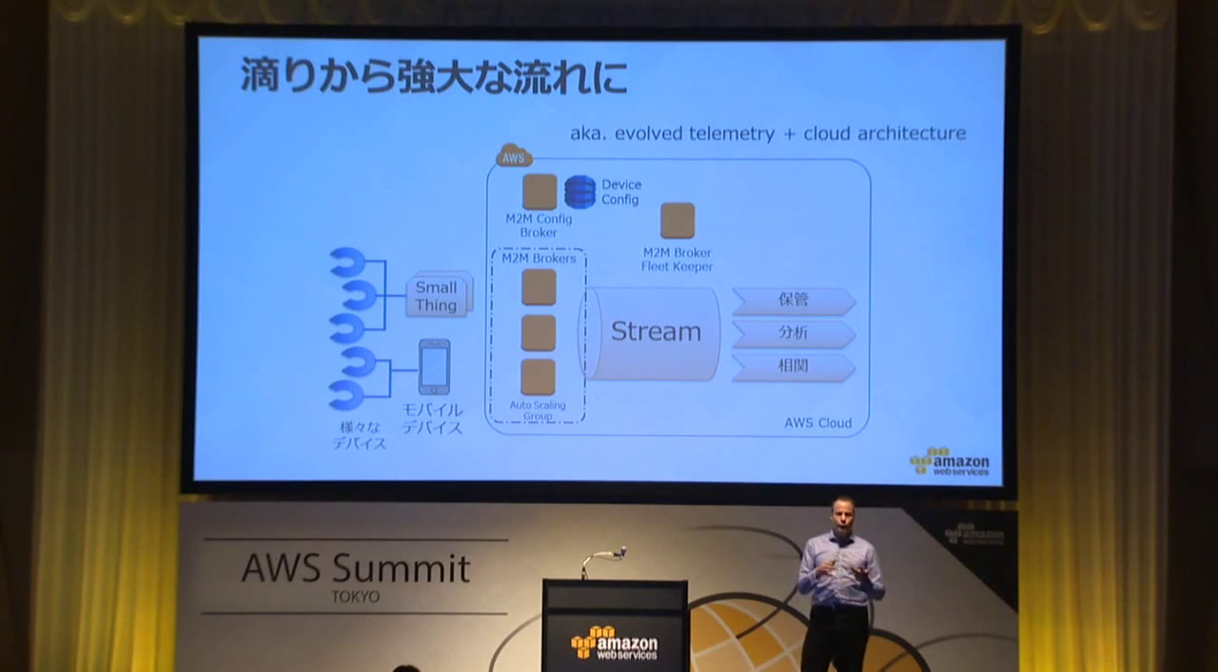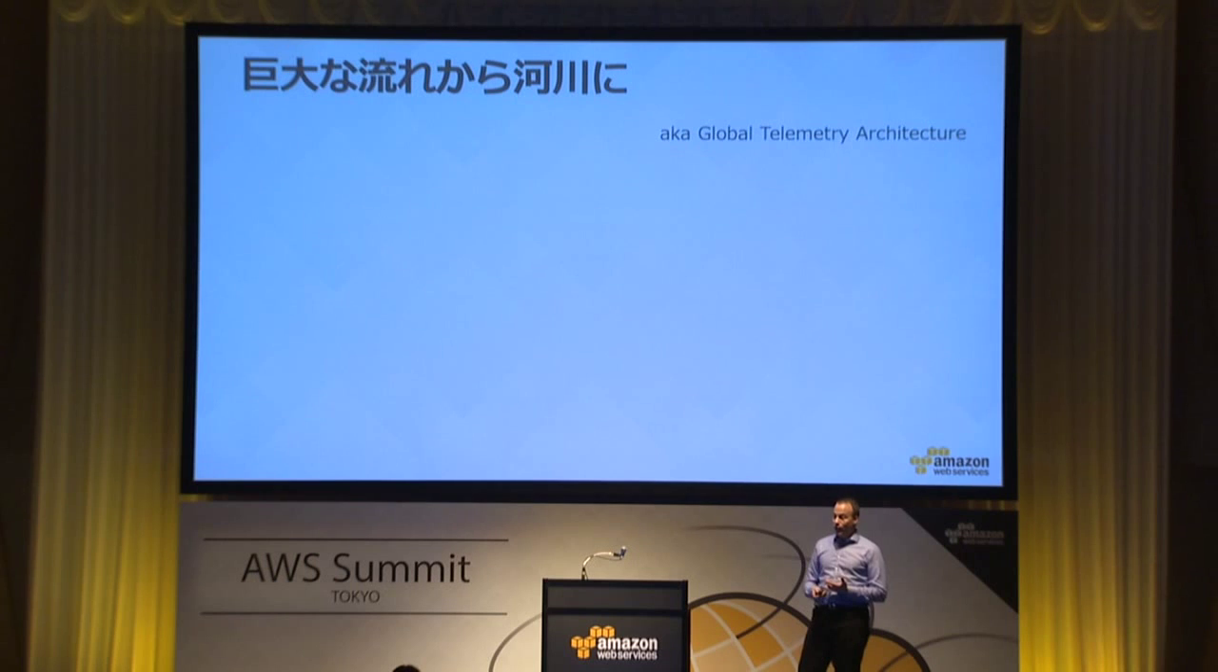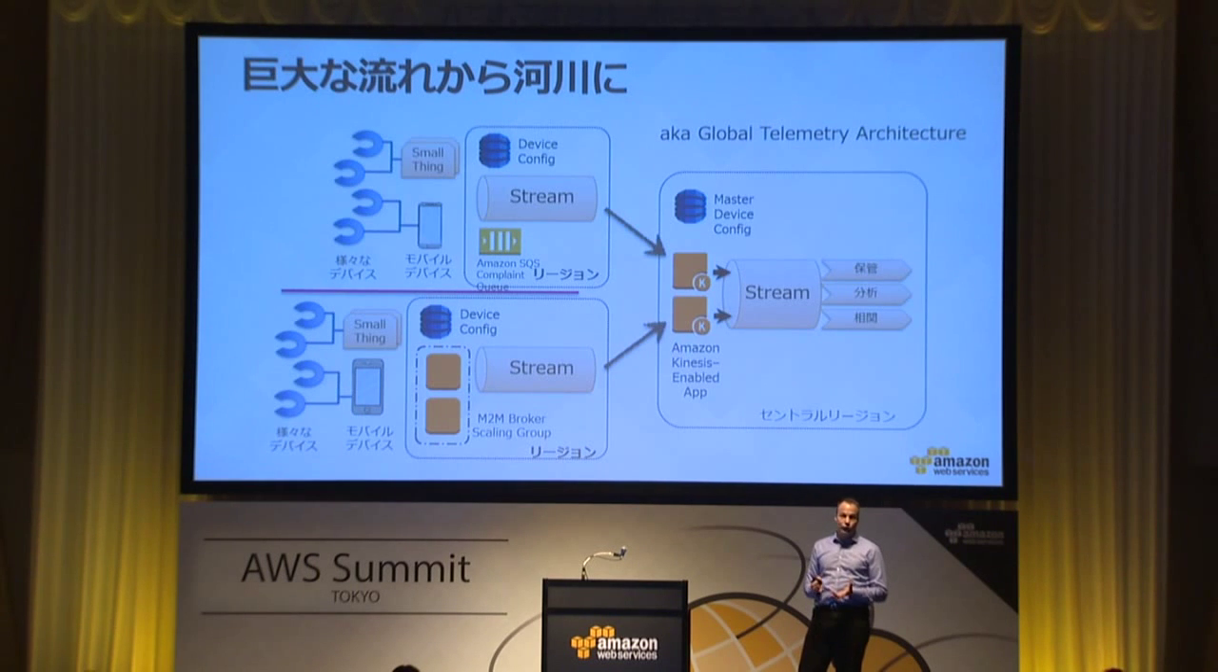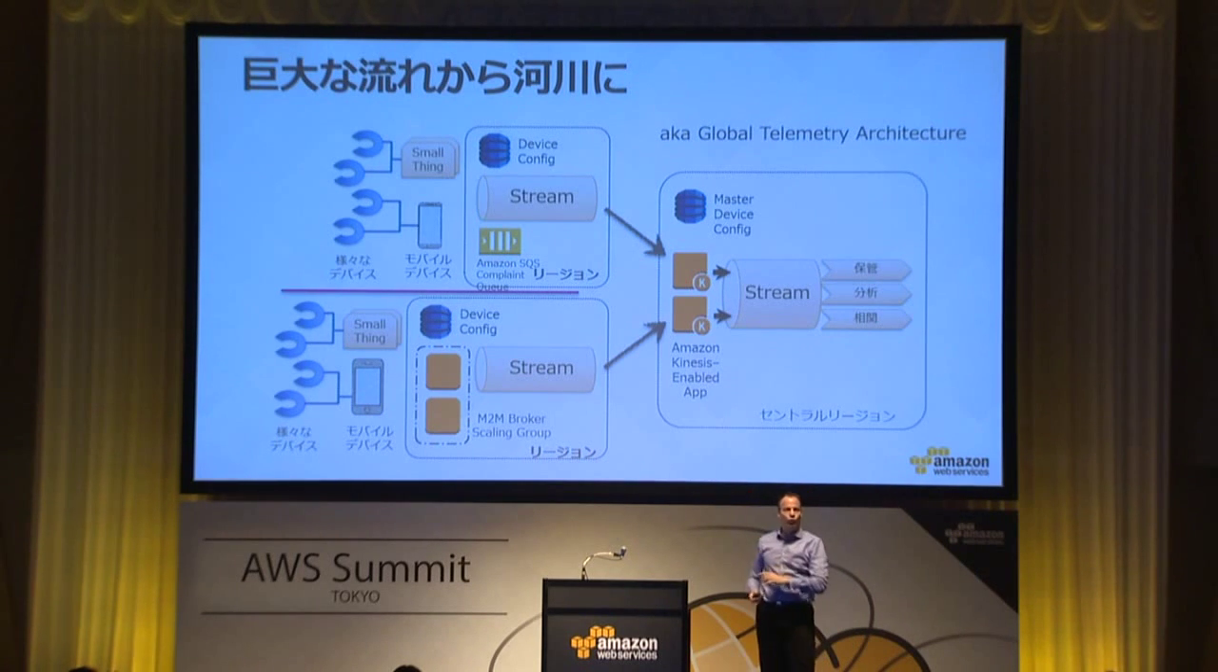where we are talking about machine-to-machine brokers, turning those streams into really large streams, and at the end, we flow them into rivers. So you can start combining. Think about it: trickles go to streams, streams go to ginormous rivers of data.